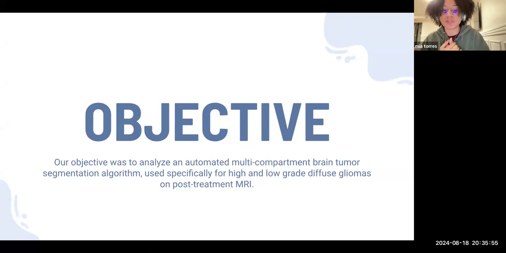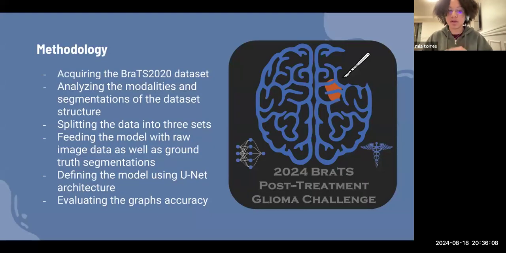So our objective for our research was to analyze an automated multi-compartment brain segmentation algorithm, which is used for gliomas, or just tumors in the brain, on MRI scans. So this is just an overview of the methodology. I'll be going into more depth now, but basically we worked with the BRATS 2020 data set, which is a challenge where people share code and evaluate these brain image segmentation models in order to continue to improve them.